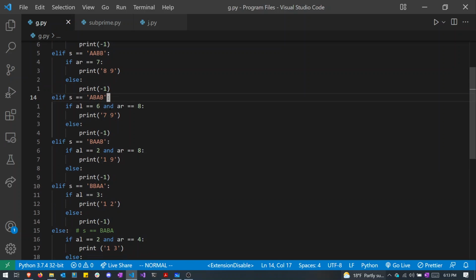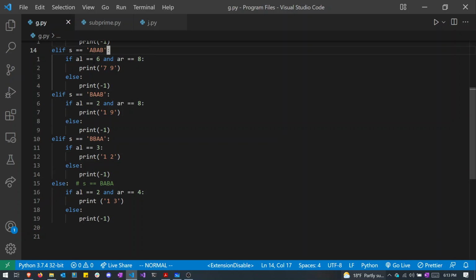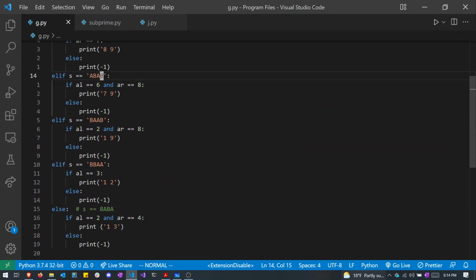The second argument is ABAB. So if the left card is 6 and the right card is 8, then we know it can be 7 and 9. That's the only scenario that works. If it was like 5 and 7, that rightmost B can be an 8 or a 9. And since we can't definitively decide, we print out -1. So it kind of follows the same format here.